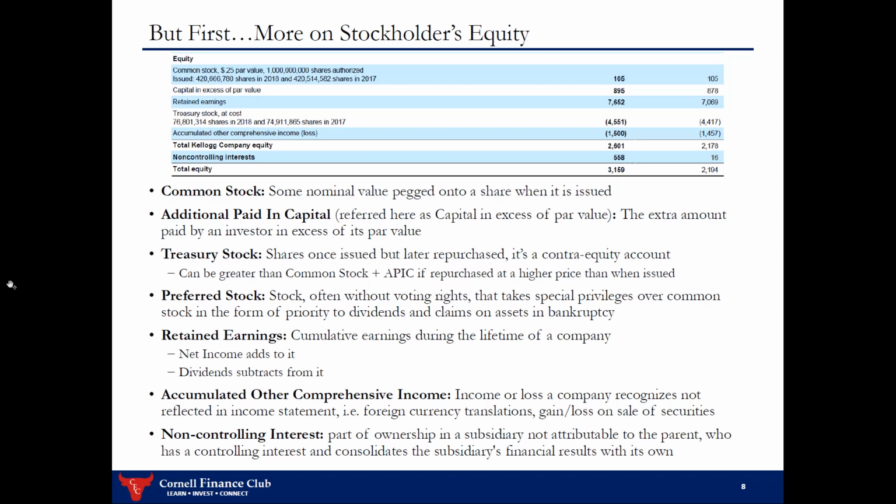So this is an income or loss a company recognizes that is not reflected in the income statement, i.e. foreign currency translations or gain or loss on sales of securities. So this is not related to the company's operations. Then you have non-controlling interests, which is basically if you own over 50% of a business, you consolidate 100% of that subsidiary onto your own financial statements. But because you don't own 100% of it, there are non-controlling interests that are owed to other people. So that is the non-controlling interest on this balance sheet, which are shares of subsidiaries that Kellogg does not hold themselves.